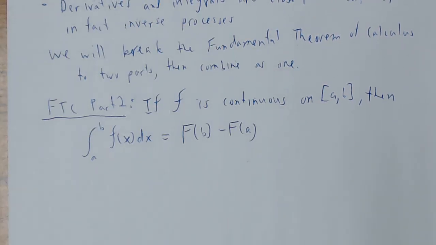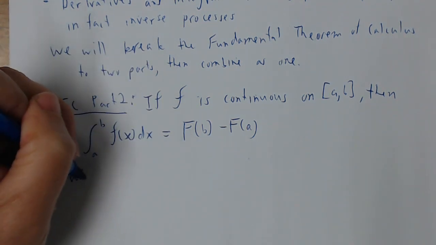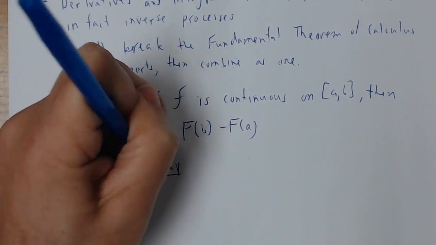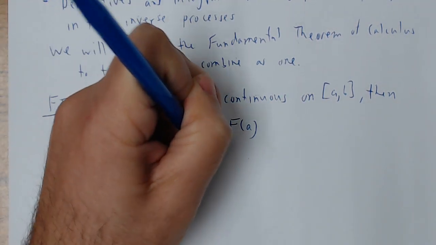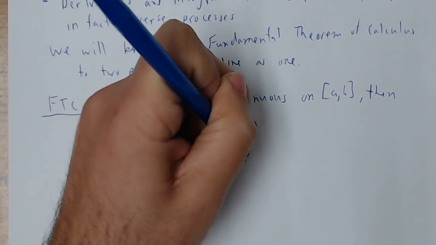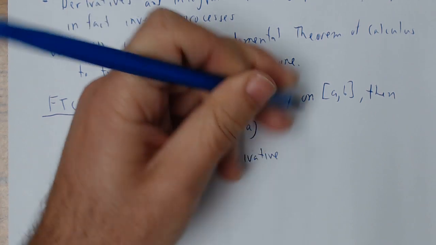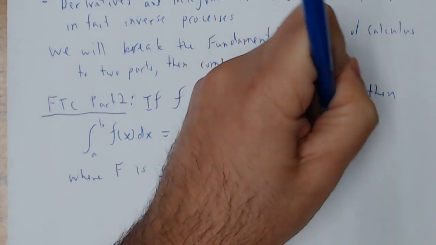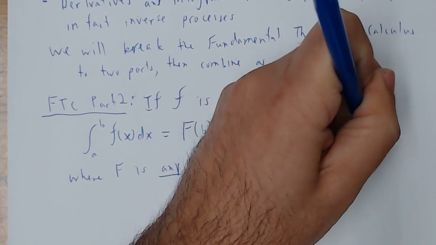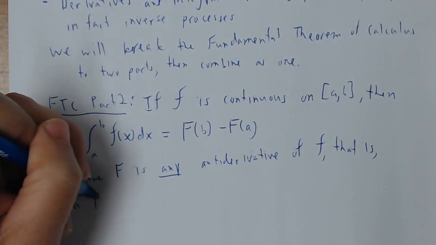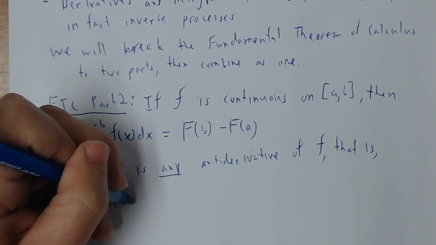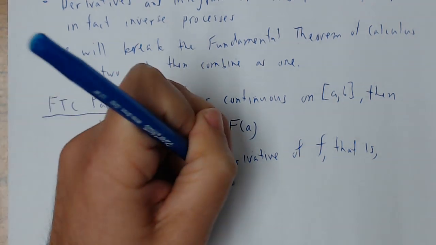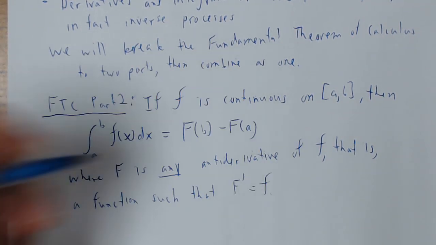of a. And capital F, we're going to say, where capital F is any antiderivative of f. That is a function such that the derivative of capital F will take you back to lowercase f.